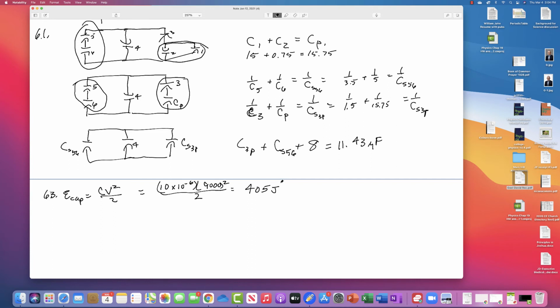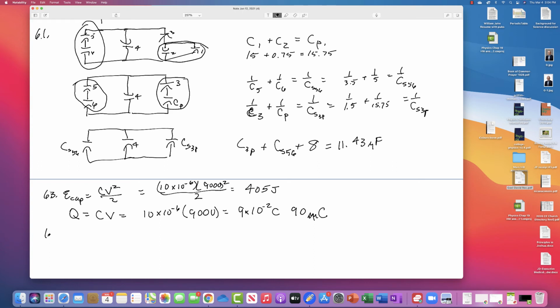The second part of this says find the amount of stored charge. Well, remember, charge was equal to the capacitance times the voltage, which is 10 times 10 to the minus 6 times 9,000. And so that's going to be 9 times 10 to the minus 2 coulombs, or 90 millicoulombs.